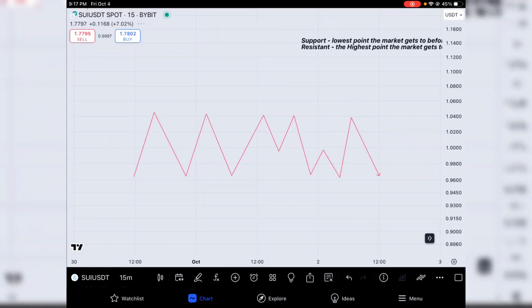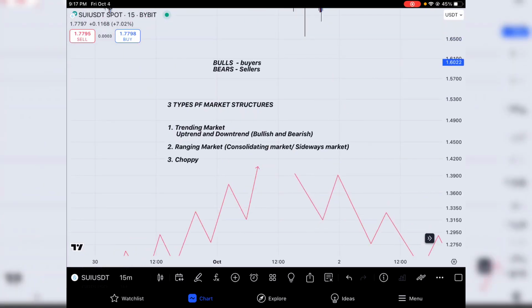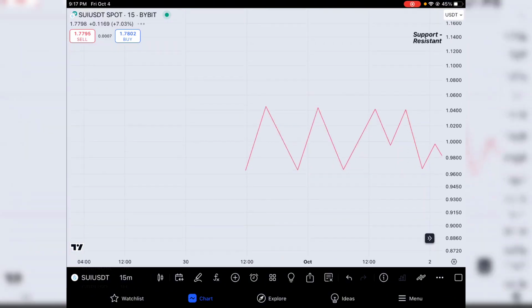Now the second is the ranging market. Remember I said there are three types of market. The second is the ranging market, which is a consolidating market or sideways market. That is what it means.